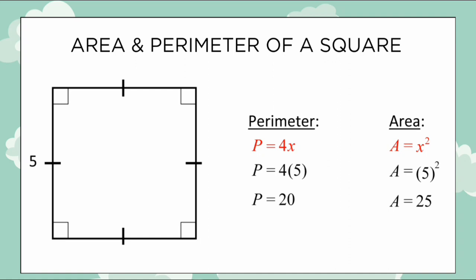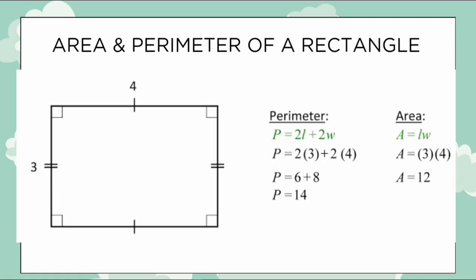And to find the area of a square, the area of a square is length times length. And we can also write this as L raised to power 2. And the perimeter of a square is L plus L plus L plus L. That's L in 4 places.